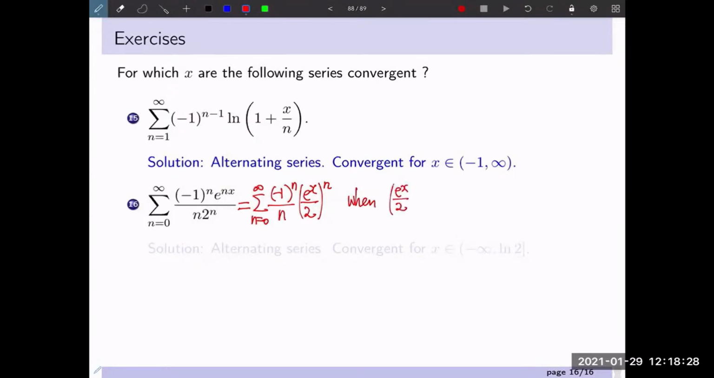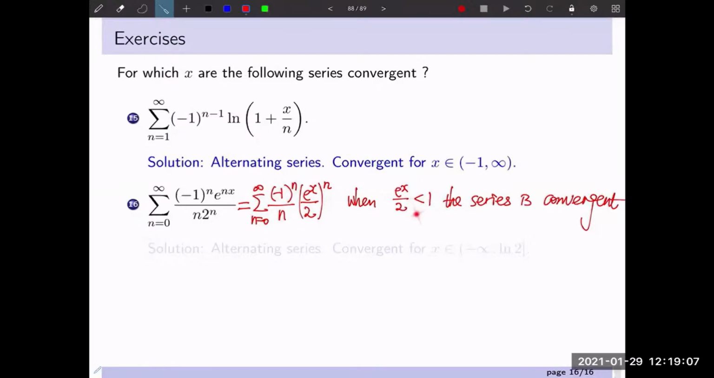If this is smaller than 1, the series is convergent because it's smaller than the geometric series. The reason is that when this base number is smaller than 1, you get a geometric series. This part would always be smaller than 1, so you use the comparison test in this case. Using the comparison test, this is smaller than a geometric series.